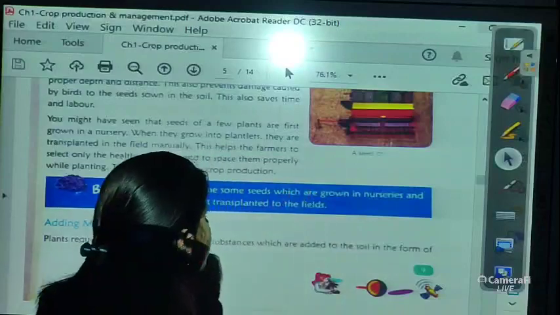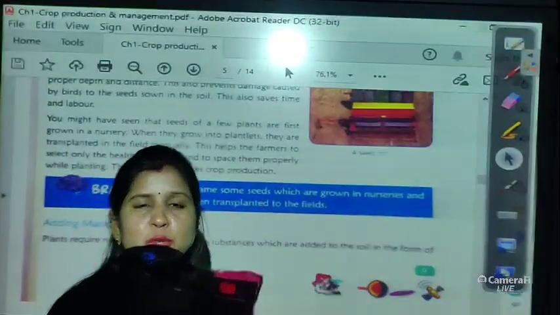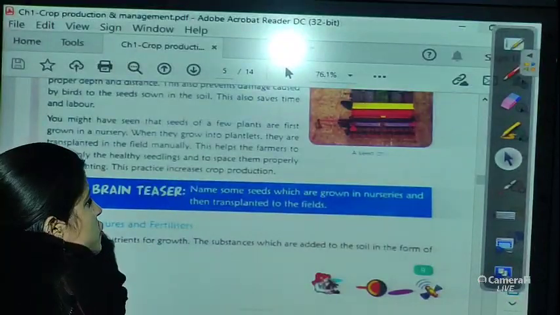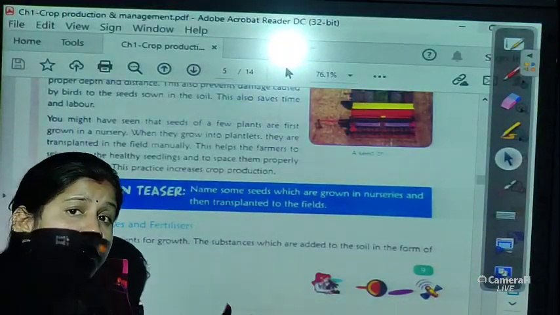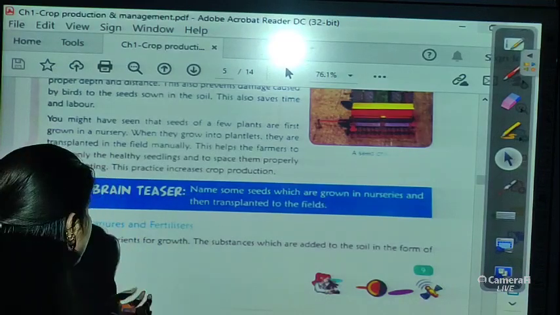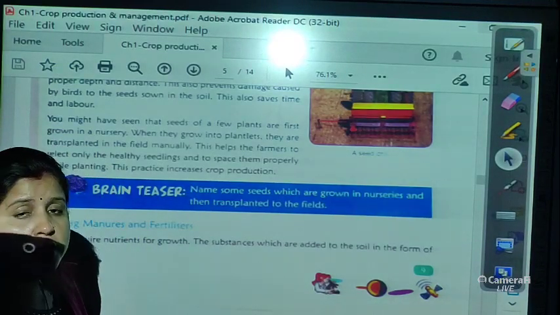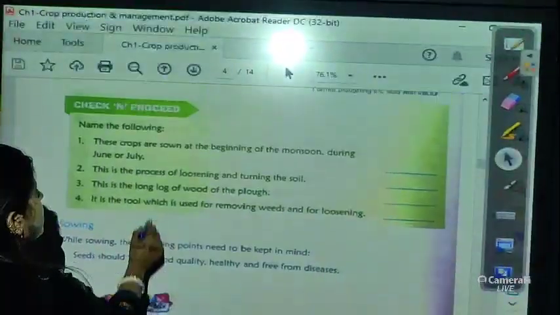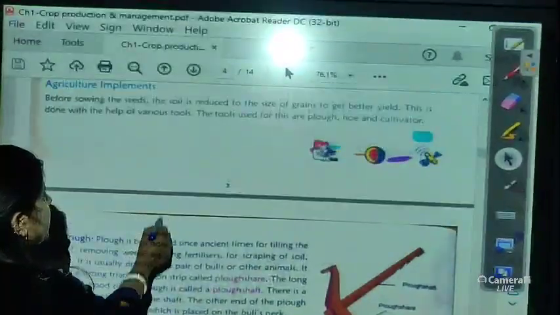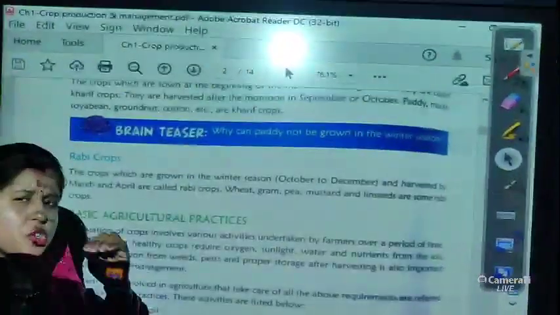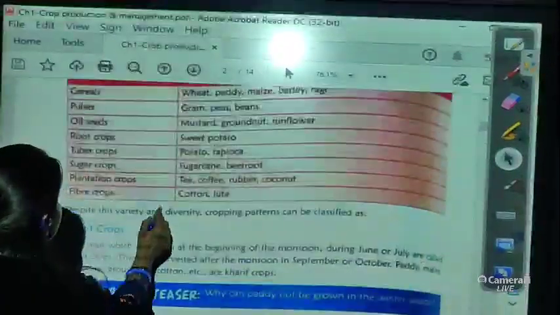Okay, so welcome to the next part of crop production and management. What we have learned previously, we'll see as well, and next we'll learn about adding manures and fertilizers. We have already learned a few things in this chapter, so we'll do a short recap.